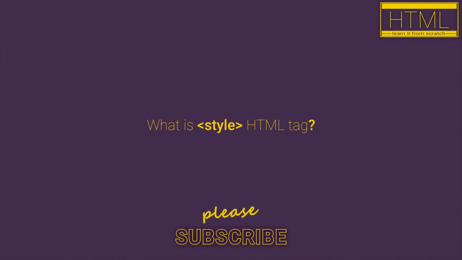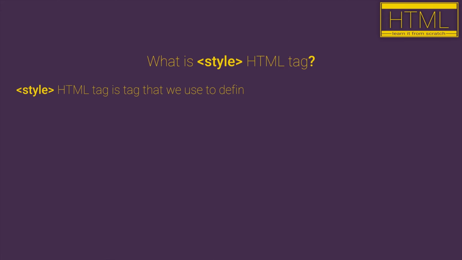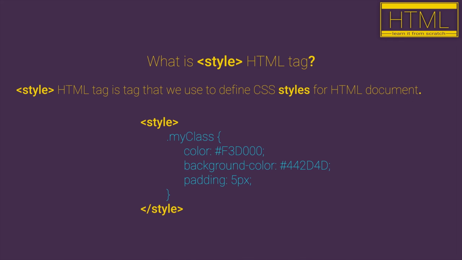Style HTML tag is the tag that we use to define CSS styles for our HTML document. With the style HTML tag, we can define a style block directly inside of our HTML document, where we can define CSS classes or styles for our HTML document.